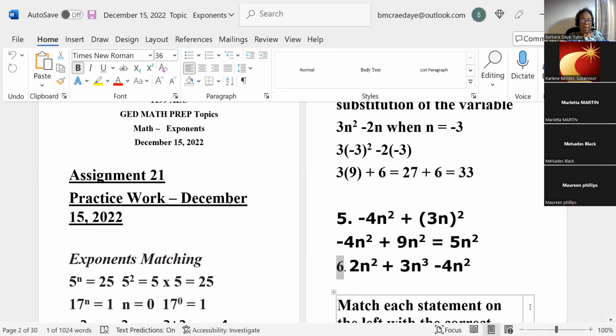Okay, now here you see n to the second plus 3n to the third minus 4n to the second. Now you'll combine the like terms. Like terms will have what? The same base and the same power. So you see 2n to the second can be combined with minus 4n to the second, but there's no other n to the third, so this just remains the way it is.